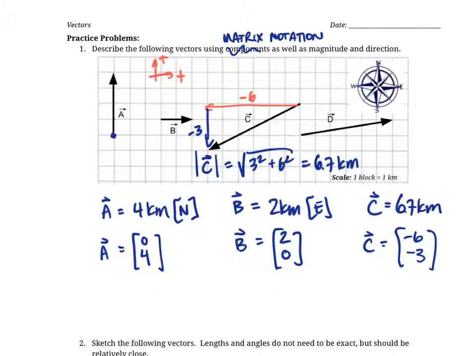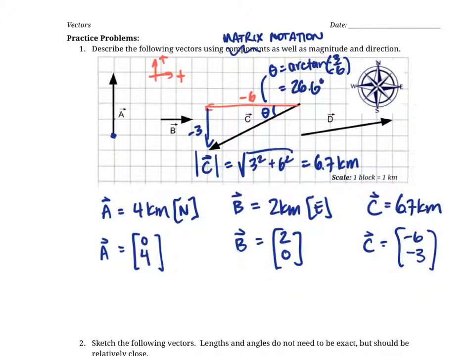And then we need to find the direction as well. And the direction, we'll find this little theta in here, that angle in there. And again, to do this, we just need to use a little bit of trig. So theta is just going to be arctan of opposite over adjacent, 3 over 6, or negative 3 over negative 6. It doesn't really matter in this case. If we do that in our calculators in degrees, we're going to get 26.6 degrees.